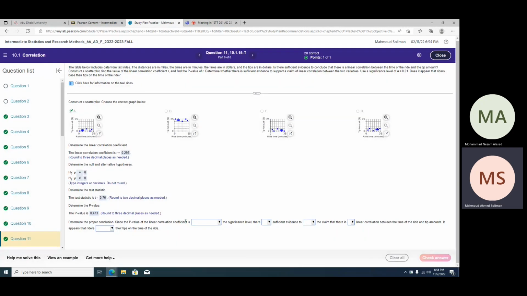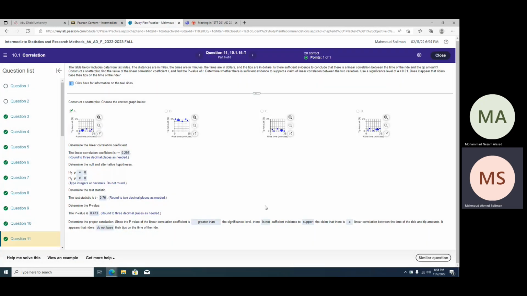Okay. So here, let's see, the p-value. So what is alpha? 0.01. Yes. We have p-value 0.473. It's bigger, so greater than. That means there is not. For correlation, we don't reject. There is a. So it appears that rises do not.